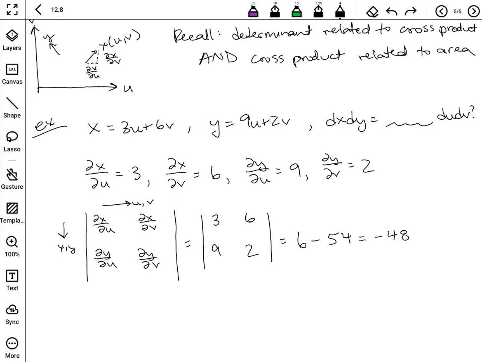So then my answer here would just be that quantity I'm looking for, d of xy over d of uv equals minus 48. Or if I was putting this into an integral, dx dy is going to be 48 du dv. And then that's just how we do this type of example.